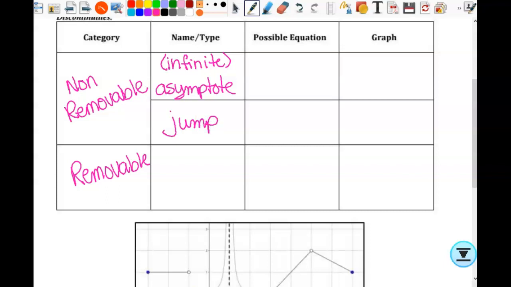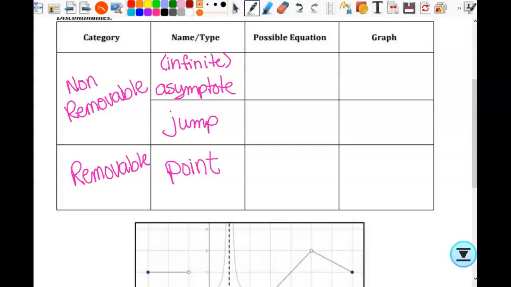And then the removable can literally just be called removable because there's only one kind, but we also call it point discontinuity. It's where you actually just pluck a point off the graph, like a line with a hole in it. It's where your holes are, why you have holes, okay?